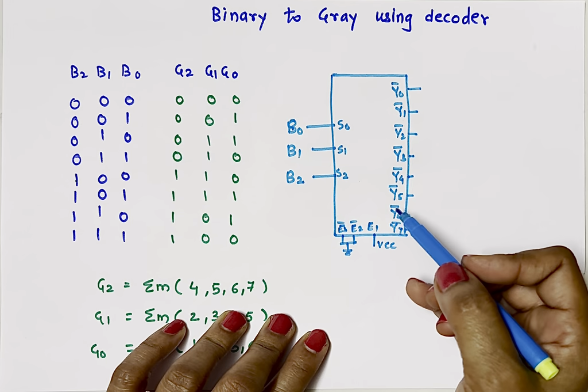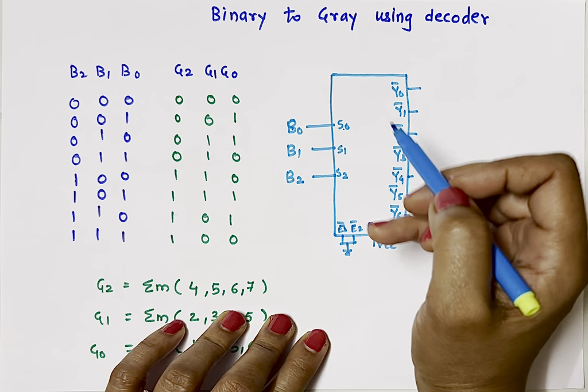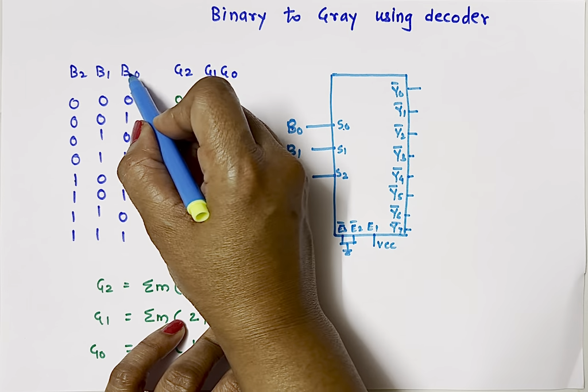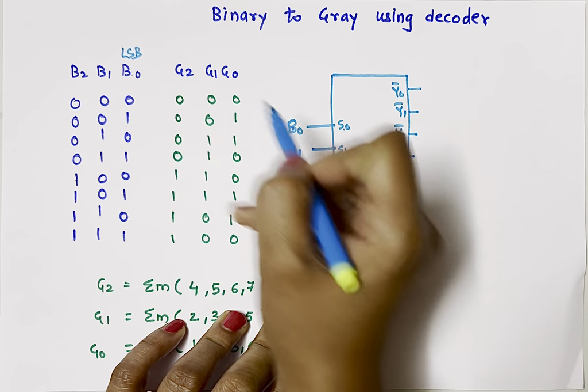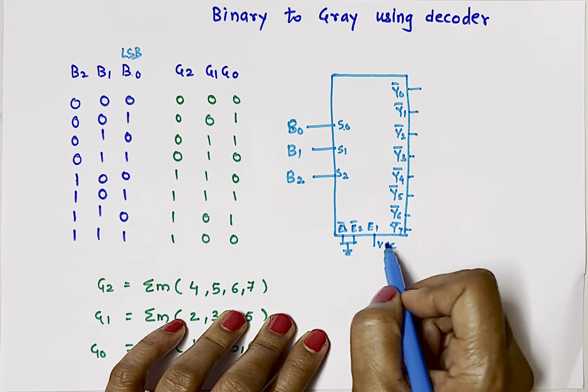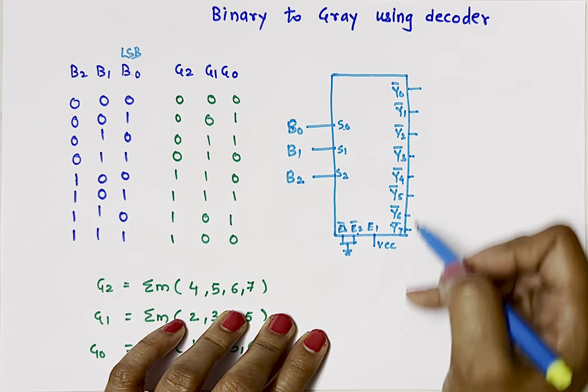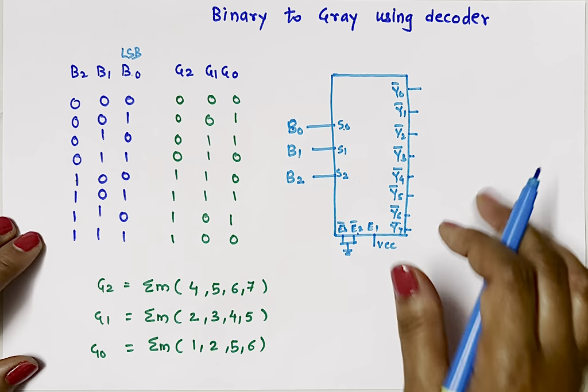This is our decoder which has 3 inputs S0, S1, S2. S0 is my least significant bit. So I'll connect my least significant bit B0 to S0 and B2 to S2. Enable E1 is connected to VCC, E2 bar and E3 bar are connected to ground because they are active low. Now these are my outputs. How many outputs do I have in gray code? I have G2, G1 and G0.